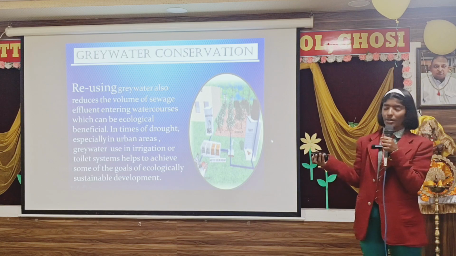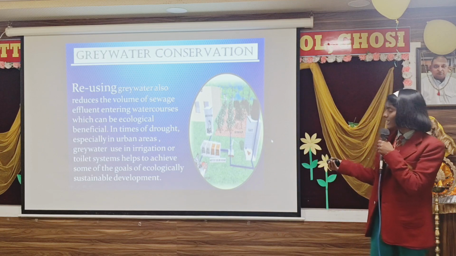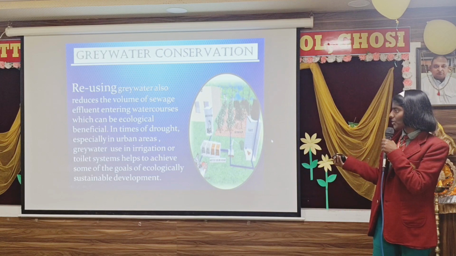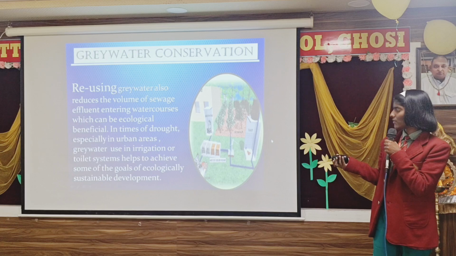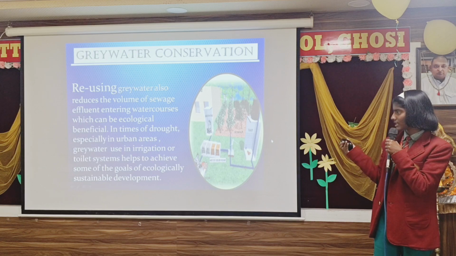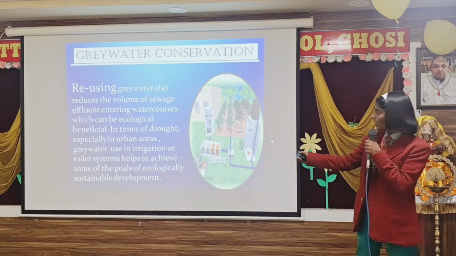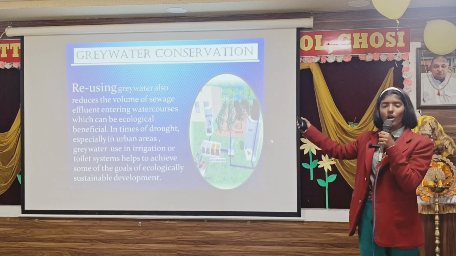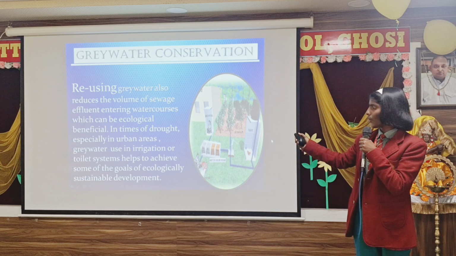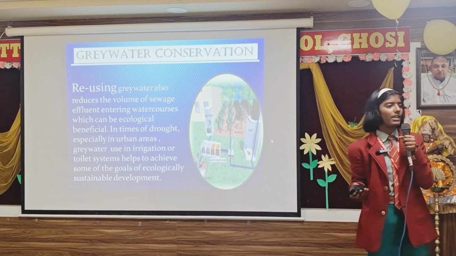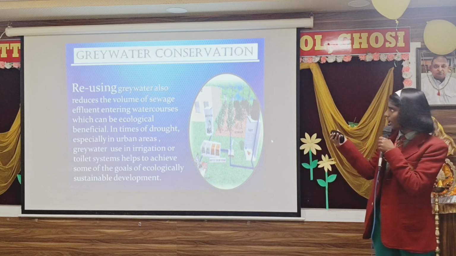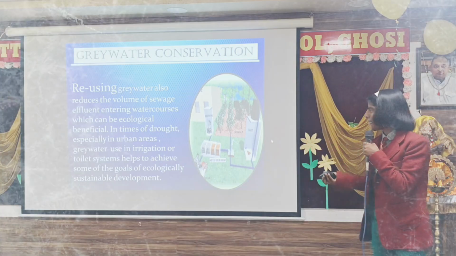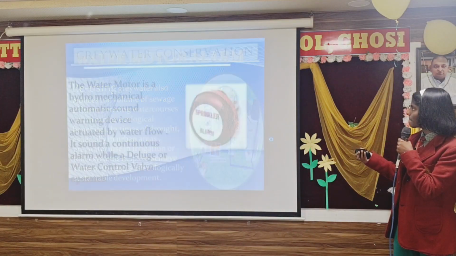In times of drought, especially in urban areas, grey water used in irrigation or toilet systems helps to achieve some of the goals of ecologically sustainable development. These words at the bottom, ecologically sustainable development, explain all about this topic. This is the way through which we can develop ecologically and sustainably, that is grey water conservation. Moving to the next slide.